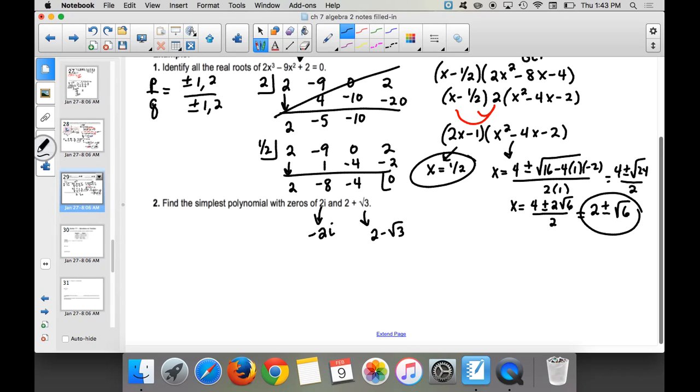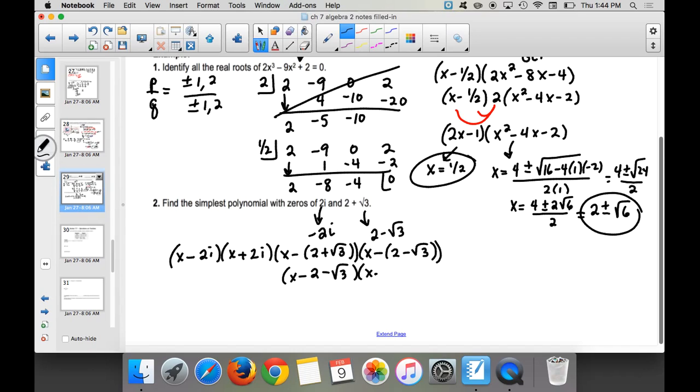So when I set up this polynomial, some of you guys were having trouble on your homework with this, it's going to be x minus every single 0. So x minus the 2i, but also x minus the negative 2i, so it becomes plus 2i. And then x minus parentheses 2 plus root 3, and x minus parentheses 2 minus root 3. So if I distribute that negative, it's going to be x minus 2 minus root 3 times x minus 2 plus root 3, like that.